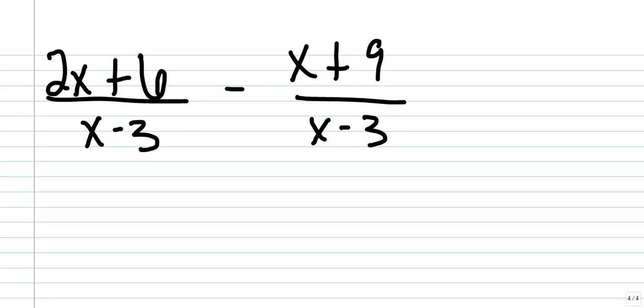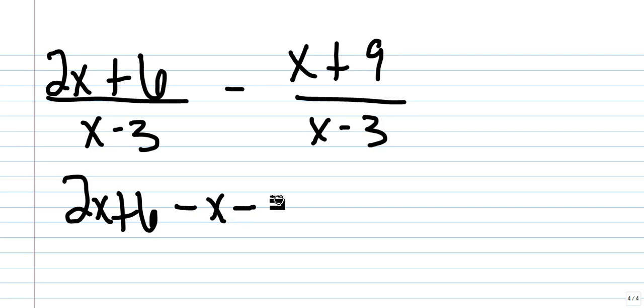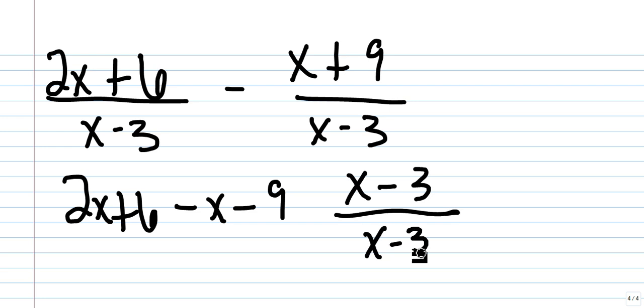Last but not least, let's try this one again. What am I going to do first? I'm going to use this minus sign, which changes the sign of everything that's behind it. So I have 2x plus 6 minus x minus 9. Now combine like terms. 2x minus x is just 1x. 6 minus 9 is a negative 3. So I have x minus 3 over x minus 3.